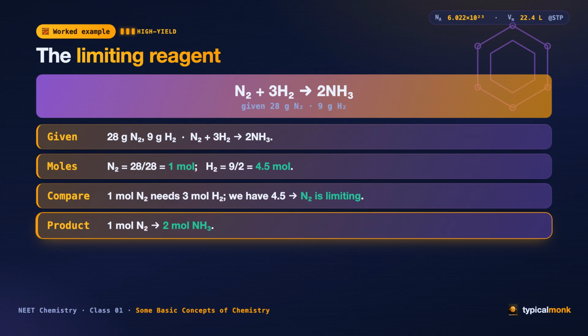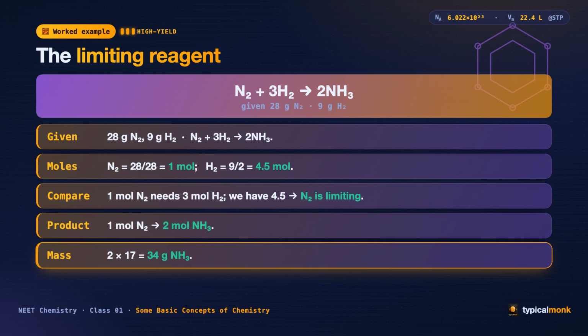Step 4. Let the limiting reagent write the answer. The equation says 1 mole of nitrogen gives 2 moles of ammonia. So our 1 mole of nitrogen gives exactly 2 moles of ammonia. Step 5. Back across the bridge to grams. Ammonia's molar mass is 17. 2 moles times 17, 34 grams of ammonia. That is the full answer, and notice the path: given, moles, compare, product, mass. The same 5 steps solve every limiting reagent problem NEET can ask.